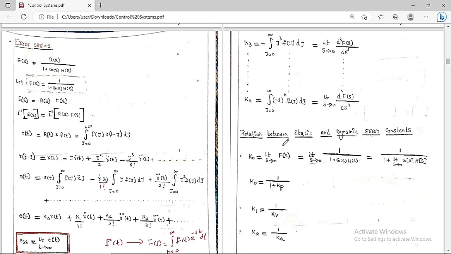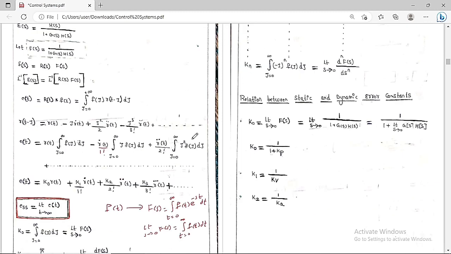Now the relation between the static and the dynamic error constants. So this is all about this one. You have the exact expression of the steady-state error and the input with respect to time, and you also know the value of k0, k1, k2, and k3. Everything you know. So F of s is nothing but 1 by 1 plus G of s, H of s. So you can get the value of the error at any time with respect to the input at any time. This is the time domain expression.